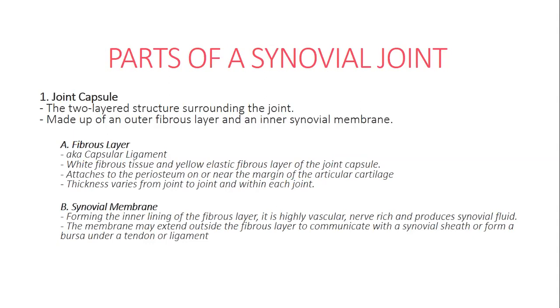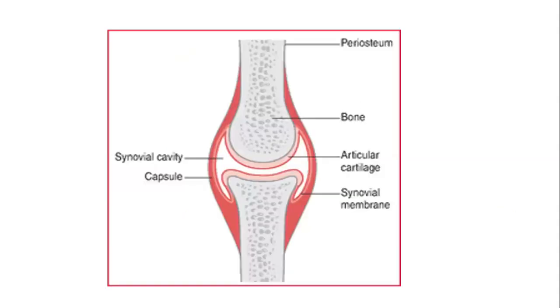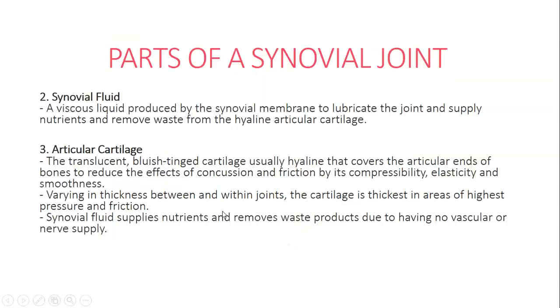The synovial membrane forms the inner lining of the fibrous layer. It is highly vascular, nerve-rich, and produces synovial fluid. The membrane may extend outside the fibrous layer to communicate with a synovial sheath or form a bursa under a tendon or ligament. So this is how it looks. This is an example of a synovial joint. This is the synovial capsule or joint capsule. You have here the synovial membrane, which is the inner one, and the outer one is what you call the fibrous layer.